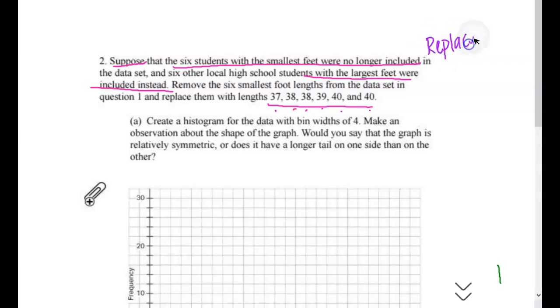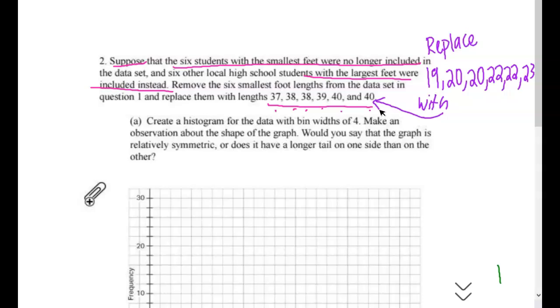19, 20, another 20, 22, another 22, and a 23. Wait, let me check that. So anytime you see these 6 numbers, you're going to replace them with what? With the ones they gave us here.